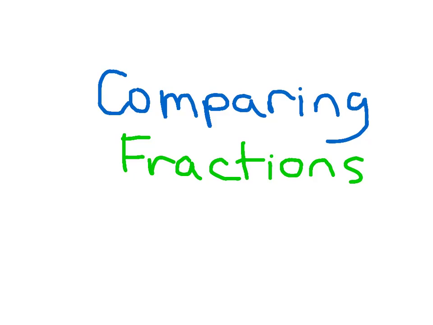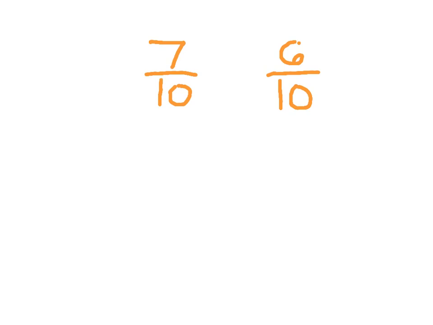Let's take a look at comparing fractions. We might be asked to compare 7/10 and 6/10. When we're comparing fractions, we can write whether or not they are greater than, less than, or equal to each other. In this case, we know that 7/10 is greater than 6/10. The nice thing about comparing these two is that the denominator is the same.